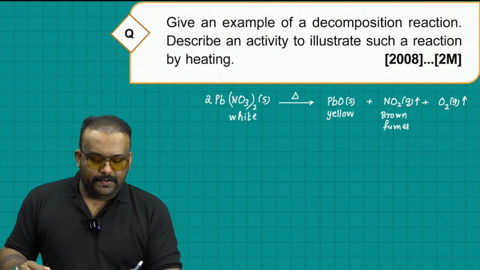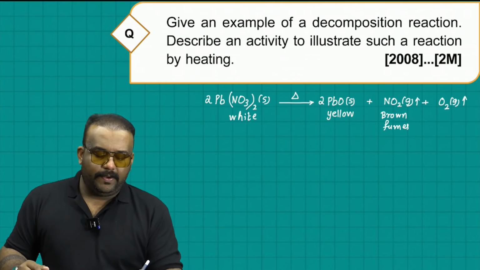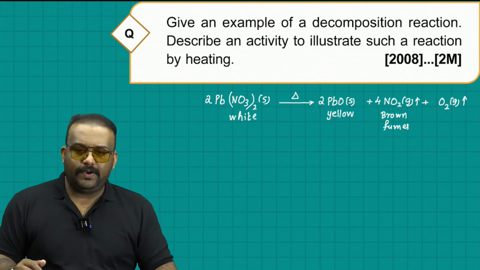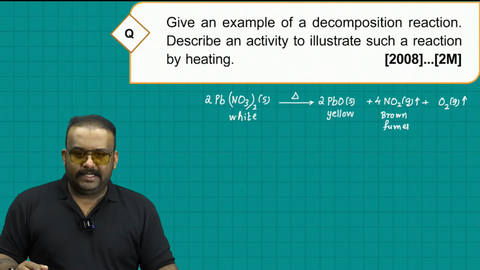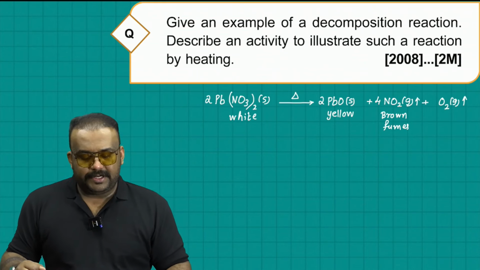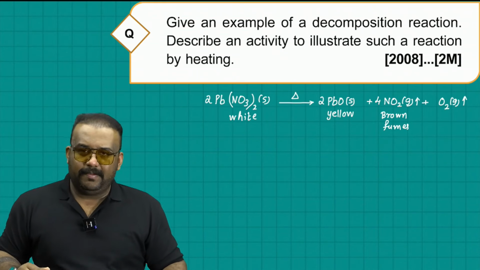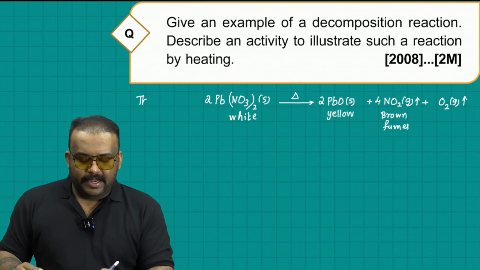So the balanced equation was 2Pb(NO3)2 gives 2PbO plus 4NO2 plus O2. This is the complete balanced equation of lead nitrate decomposition. And it is a perfect example of a decomposition. Specifically speaking, it is an example for what kind of decomposition?